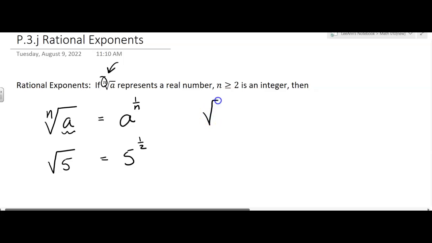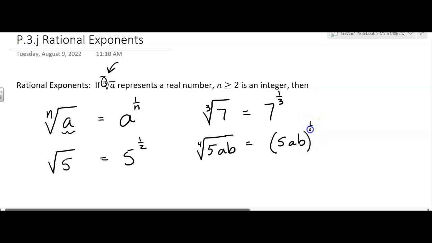Or let's say you had the cubed root of 7. You could write that as 7 to the 1/3. Or let's say you had something like the fourth root of 5ab. You could write that as 5ab to the 1/4 power. Okay? So it's just a different way of writing it.